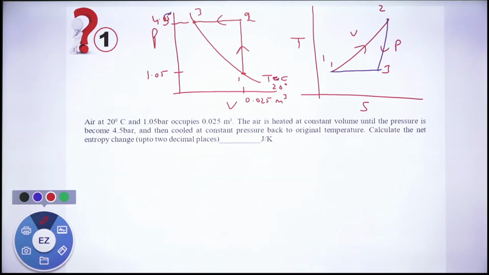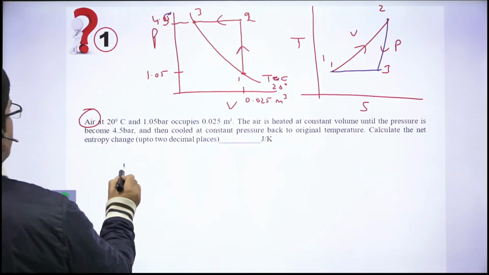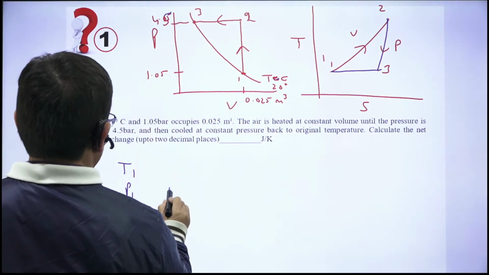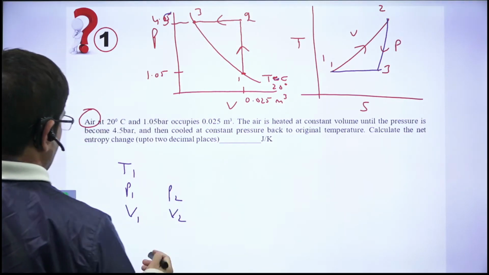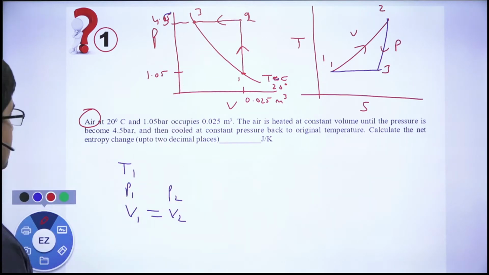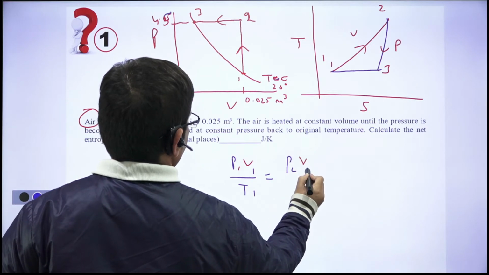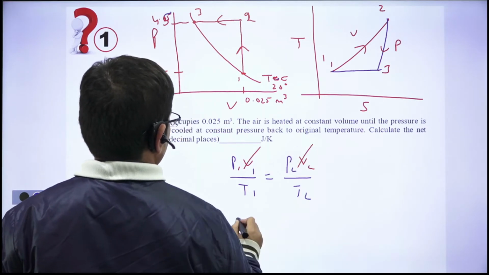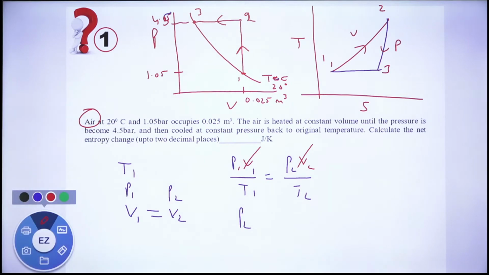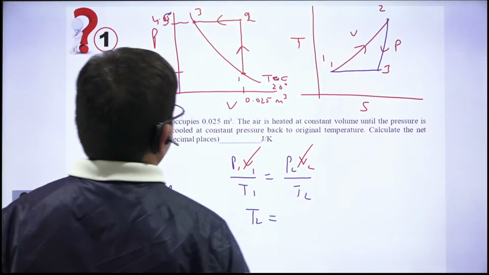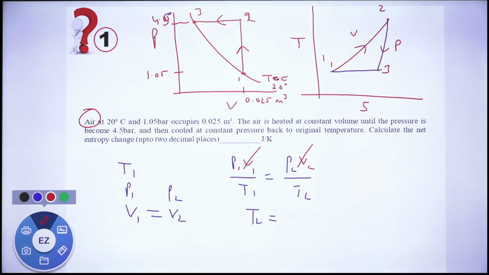Now, as I told you, this is an ideal gas, and he has given you T1, P1, V1, and then he has given you P2, and V2 is the same as V1 for the first process. So for the ideal gas, P1 V1 by T1 is equal to P2 V2 by T2. V1 is equal to V2, and P1, P2 are given, so we can find out what T2 is. Now T1, T2, P1, V1, everything is known to us, so I can use the formula which I told you.